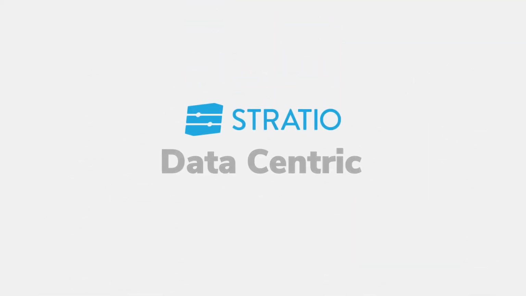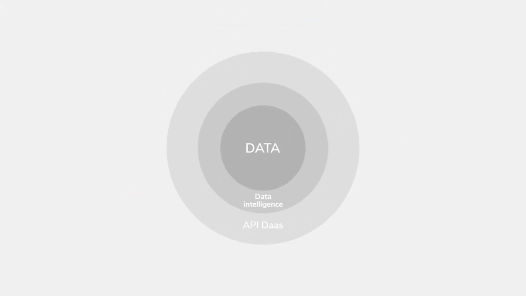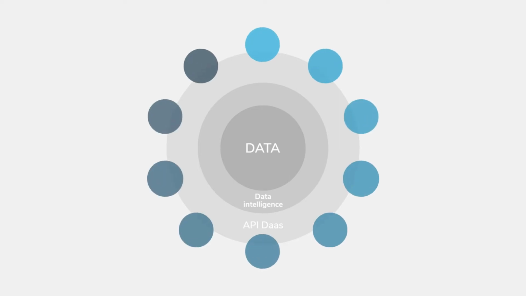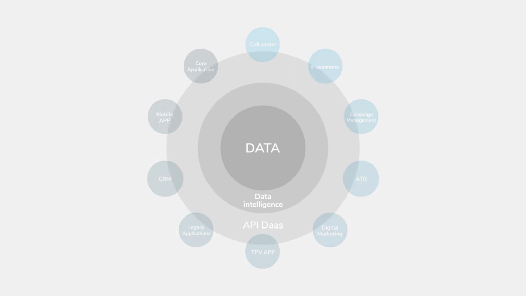The solution is Stratio Data Centric, which is a model that governs and manages a whole company's data, putting it at the core of its business as usual. The data is the central and constant asset on which applications can feed whenever needed. Intelligence is embedded into the company's operations and processes.